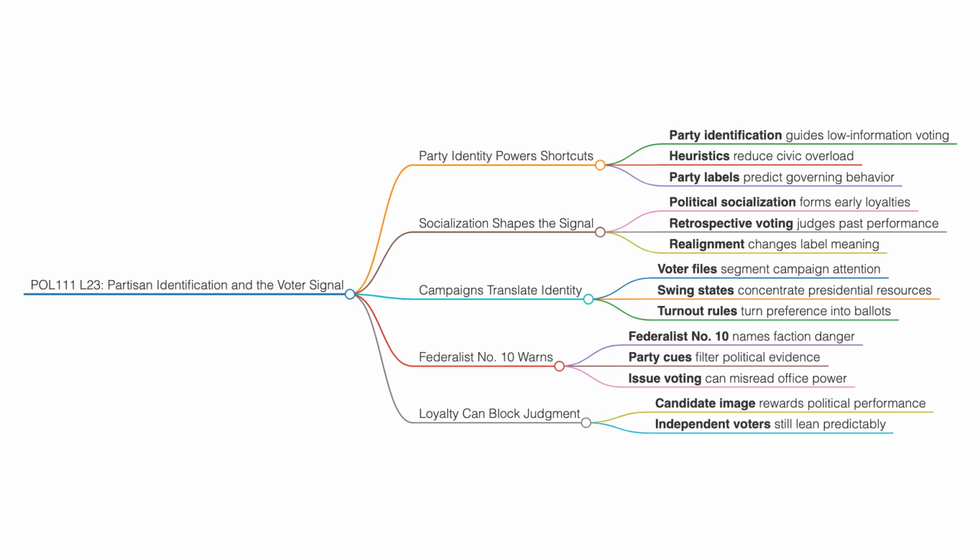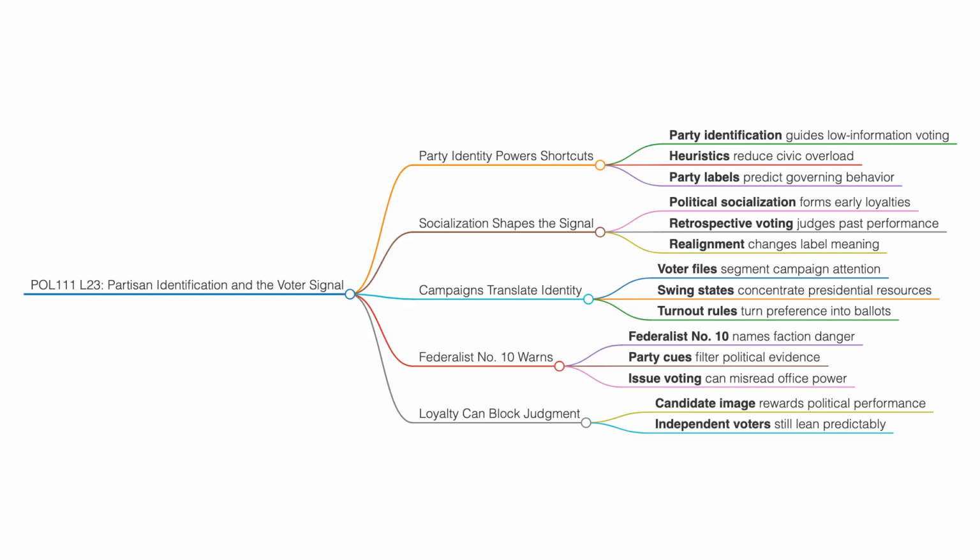Campaigns will continue to use voter signals because they work. Parties will keep simplifying politics because voters need simplification. The danger begins when simplification becomes surrender. A citizen who never reads beyond the label becomes easier to mobilize and easier to mislead. The remedy is not to demand impossible expertise from every voter. The remedy is to connect shortcuts to checks. A voter can use party identification, then inspect one issue, one office, one source of performance evidence, and one institutional limit. That small discipline changes the shortcut from reflex into judgment.